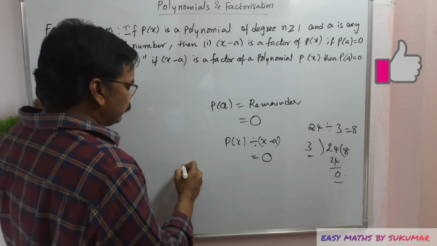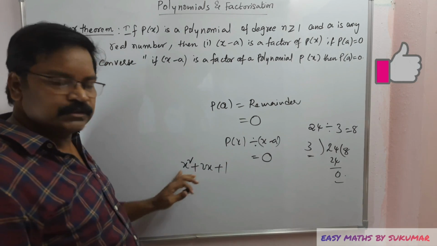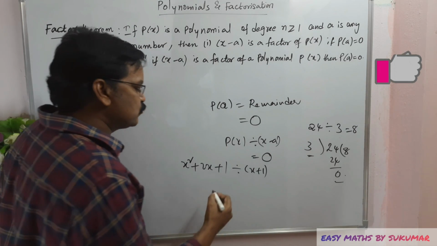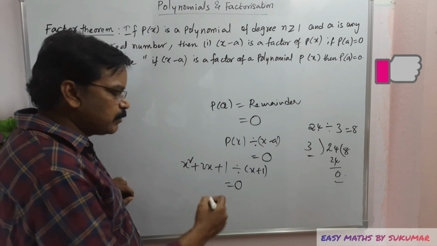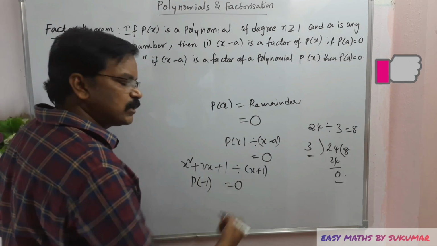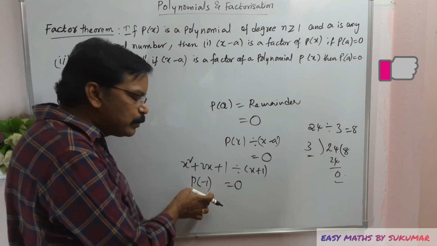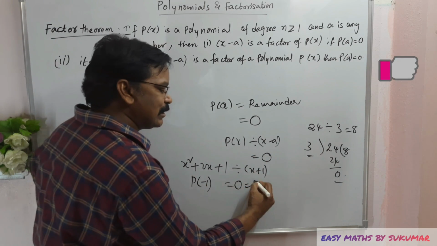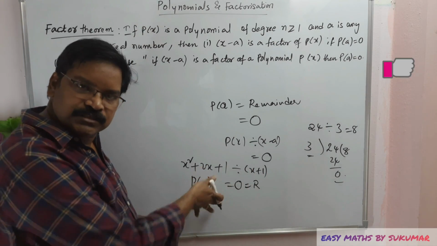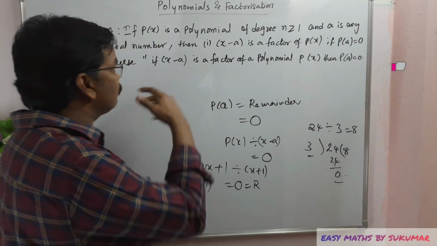See, for example, I can take one example, x square plus 2x plus 1. This is a polynomial. If it is divided by x plus 1, then the remainder is 0. That means p of minus 1 is equal to 0. Why? This polynomial is divided by x plus 1, so p of minus 1 is equal to 0. This is called the remainder. If the remainder is 0, then x plus 1 is a factor in this case. Okay. See my dear students, I hope you understand this factor theorem.